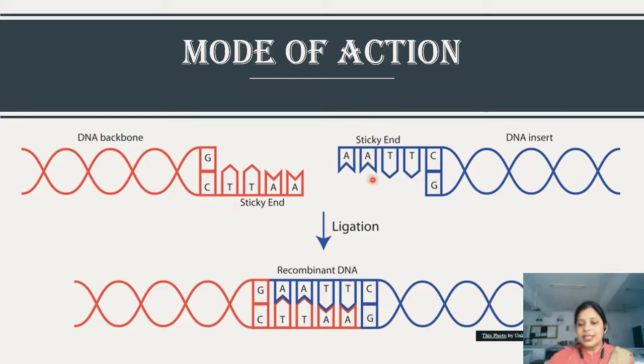Now you can understand why we call them sticky ends, because when we mix them together, it is highly likely that A of this will bond with T of this, T of this will bond with A of this, and we get the recombinant DNA because of this ligation.